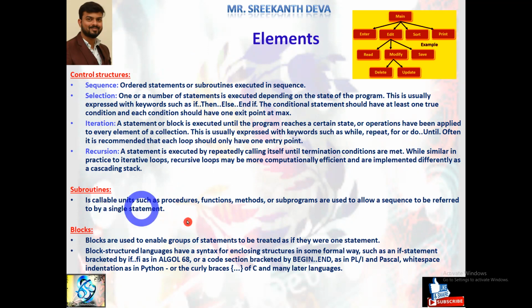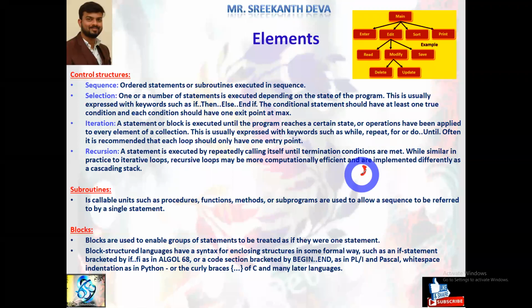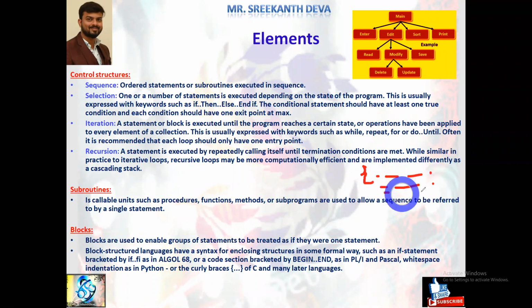These callable units such as procedures, functions, methods, or subprograms are used to allow a sequence to be referred to by a single statement. Okay, next, blocks. Blocks are used to enable a group of statements to be treated as if they were one statement. See, C supports this block of statements. Remember, while writing any code in C, we are going to be writing within open and closed curly braces. Okay, see, all these codes are enclosed within these blocks.